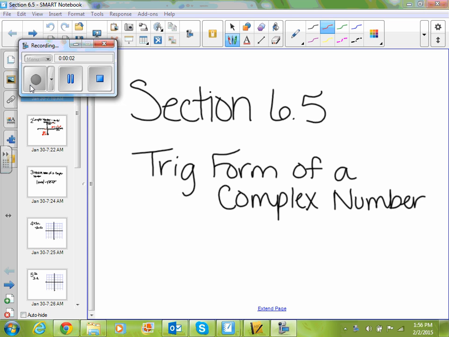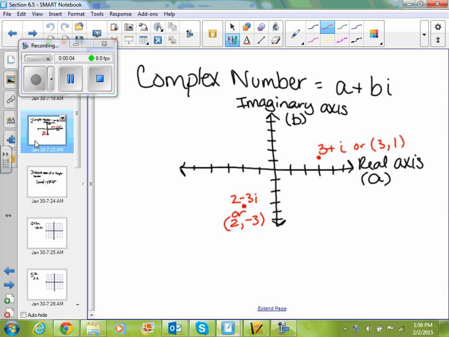Okay, so if we're looking at the trig form of a complex number, the first thing we have to look at is what is a complex number. We've been dealing with complex numbers for many years now in math, but a complex number is any imaginary number in the form a plus bi. And you graph it the same way you would graph a real number, except your y-axis turns into your imaginary axis.